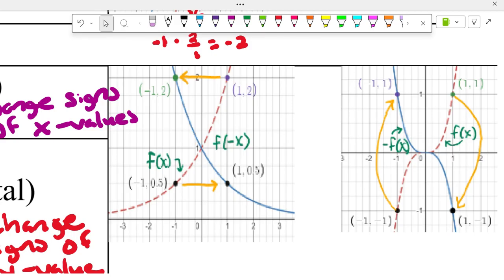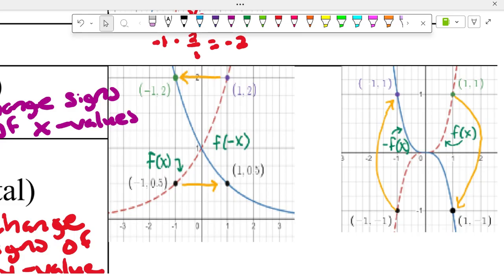Quadratic. Nope. It's exponential. So this is an exponential graph. All right, the red one's the original. Which axis did I reflect over, the x or y? The y. So if you look, the y-axis is my line of reflection.